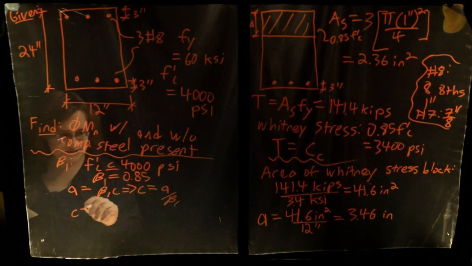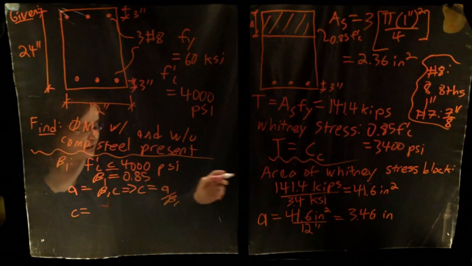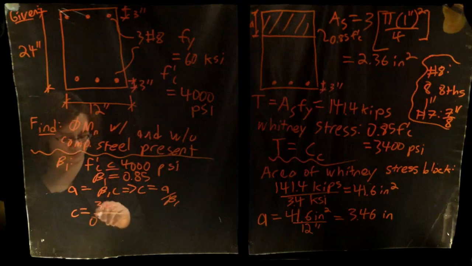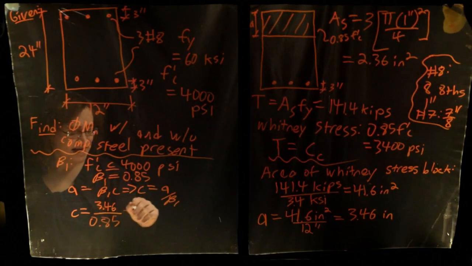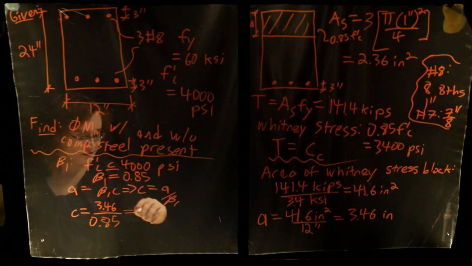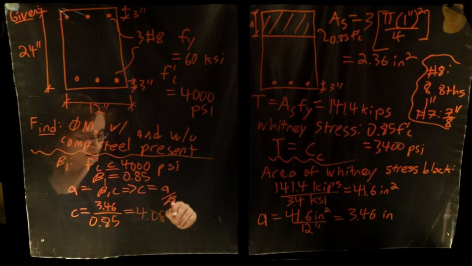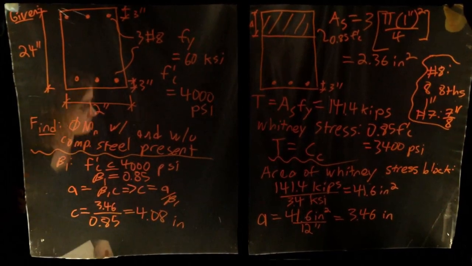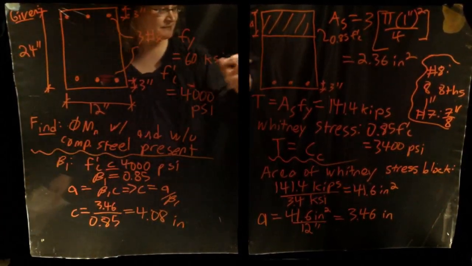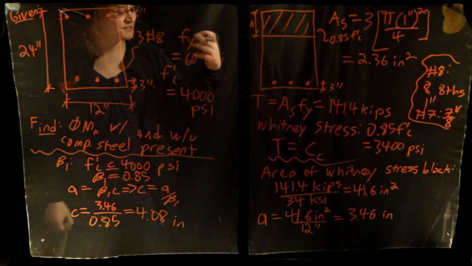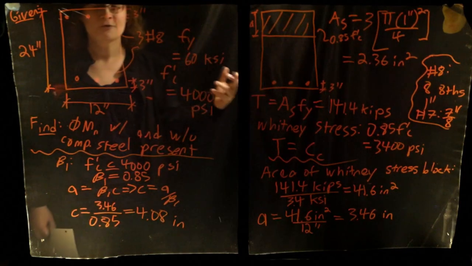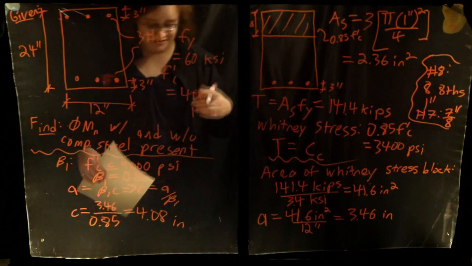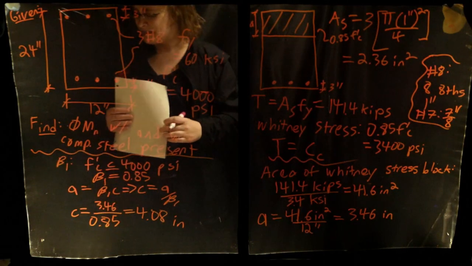And so C is going to equal our 3.46 inches divided by our beta 1 of 0.85. And I get a neutral axis depth of 4.08 inches. And we will then use this to calculate our moment capacity, as we've done in other sessions. So again, I'm going through this fairly quickly. I am assuming at this point that you are comfortable with calculating the moment capacity of beams with only tension reinforcement. So I'm going to wipe the board, and then we will continue.